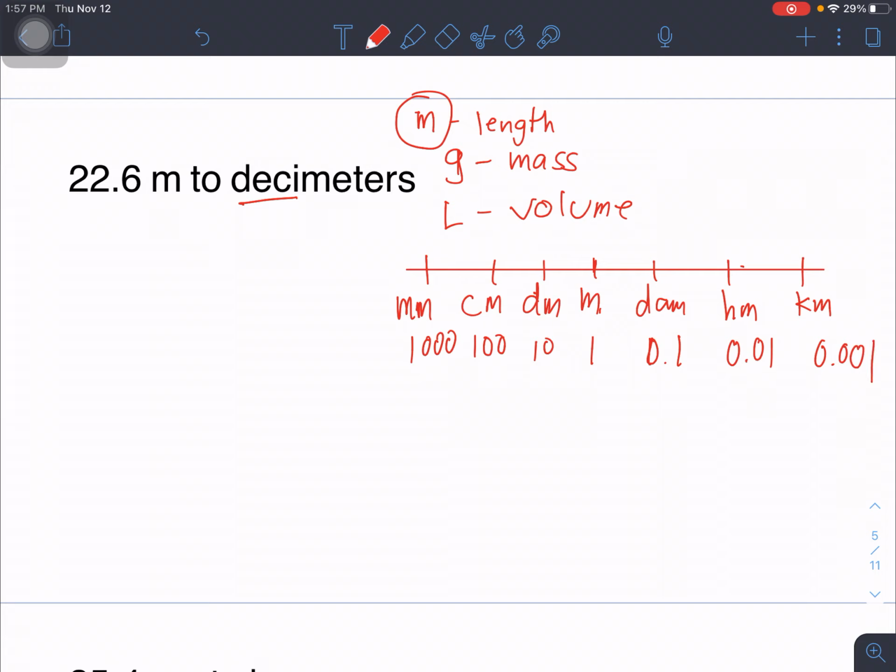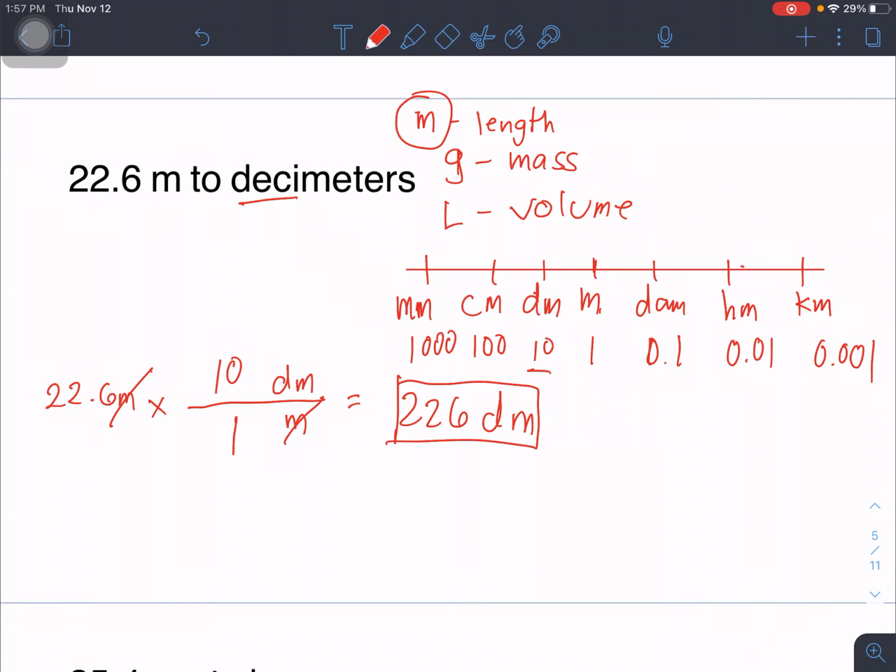So for this, we would like to convert meter to decimeter. So this will be 22.6 meter times meter will be placed at the bottom. The conversion factor for decimeter will be at the top. So this will be 10 decimeter to 1 meter. So this will be 226. Cancel the units. The remaining unit is decimeter. 226 decimeter.